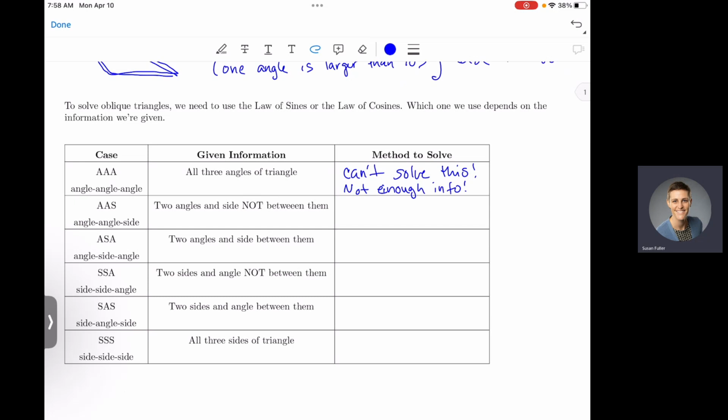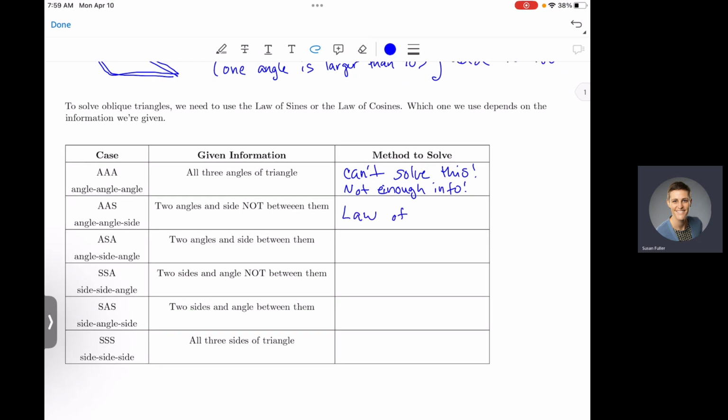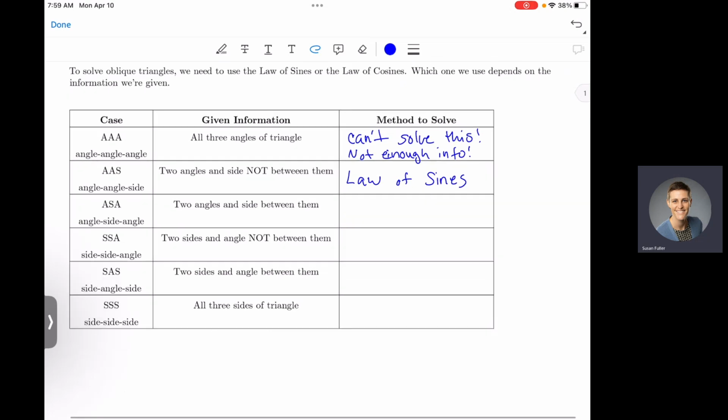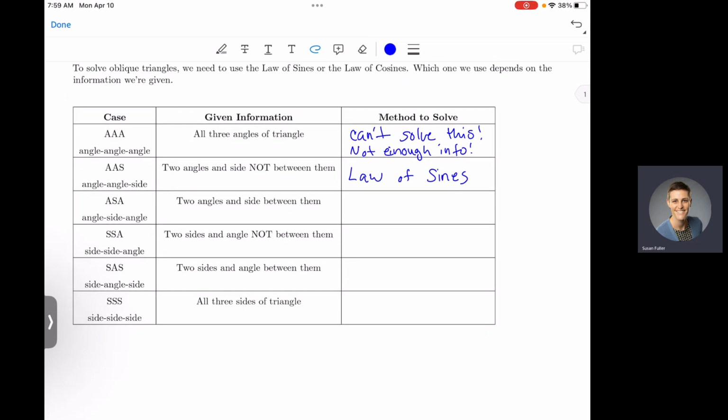The next case is angle, angle, side. This is when you're given two angles and the length of a side that is not between the given angles. We'll get to what exactly that looks like in a second, but if you have two angles and a side that is not between them, this is a law of sines situation. Again, we'll talk about why in a little bit and exactly how to use the law of sines and cosines, but for now, I just want to be able to figure out where to start.